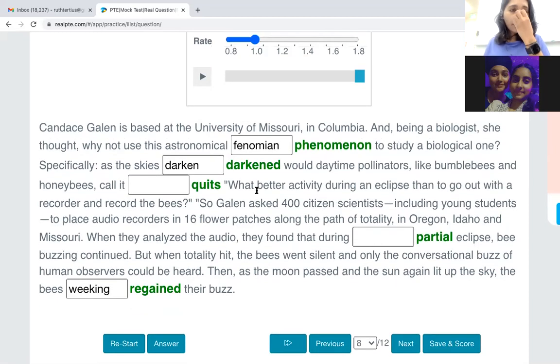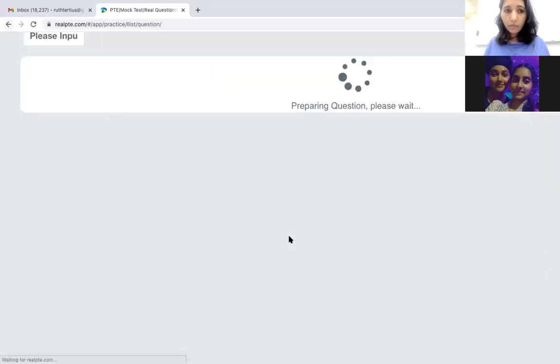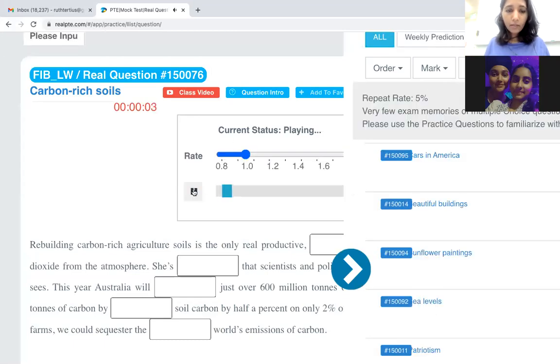Can we do a bit of highlight incorrect words now? Or do you want a break for half a minute? No. You're ready to start off, is it? Carbon-rich soil. Okay.